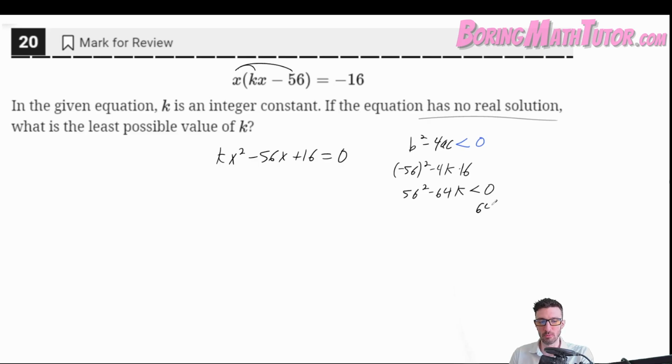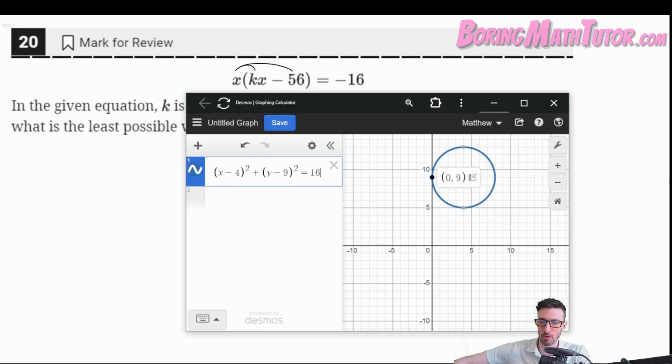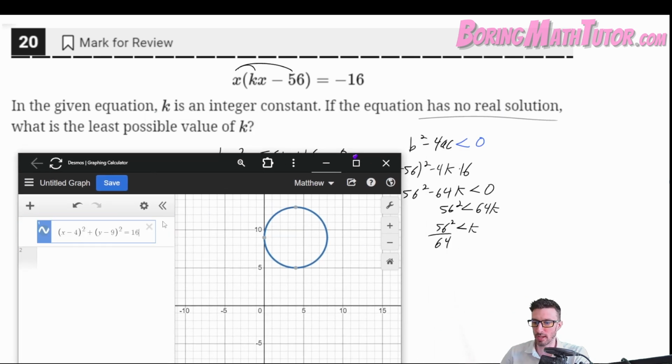Let me add the 64k to the other side. And now I find out that k has to be greater than whatever 56 squared divided by 64 is. Let's go find out what that is.